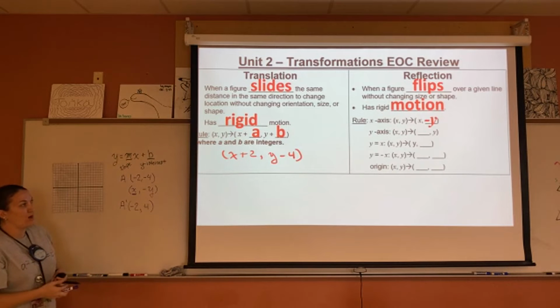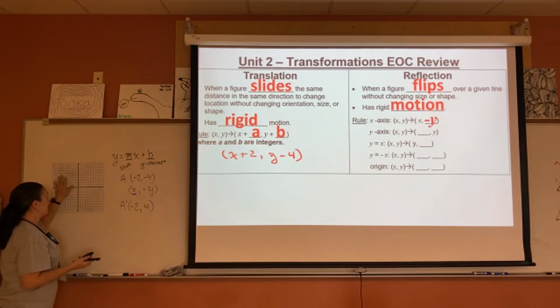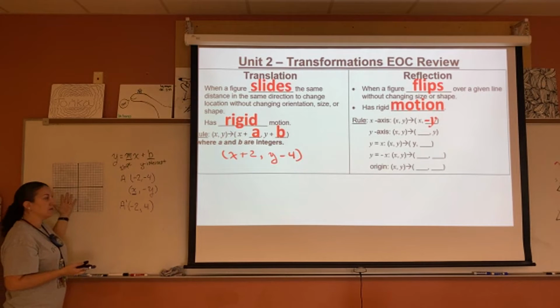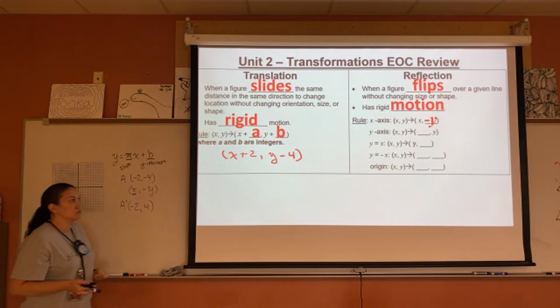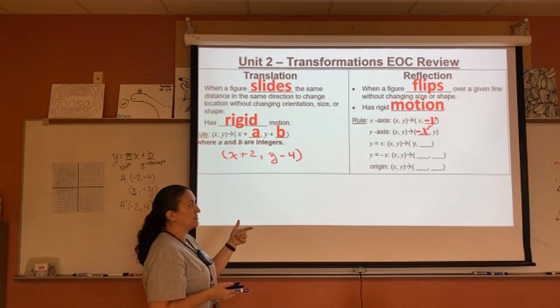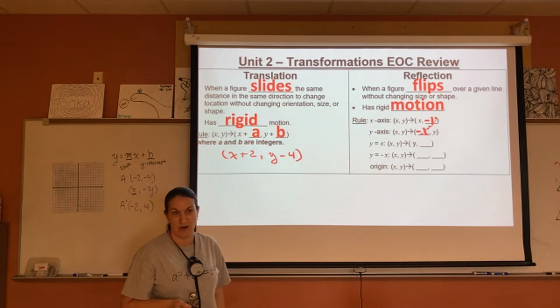So the rule for a y-axis reflection, this is just reflecting over this vertical y-axis. So if it was here, it moves here. If it was here, it moves here. Okay? So the y-axis rule is -x, y. So this time the y stays the same, but the x becomes the opposite.